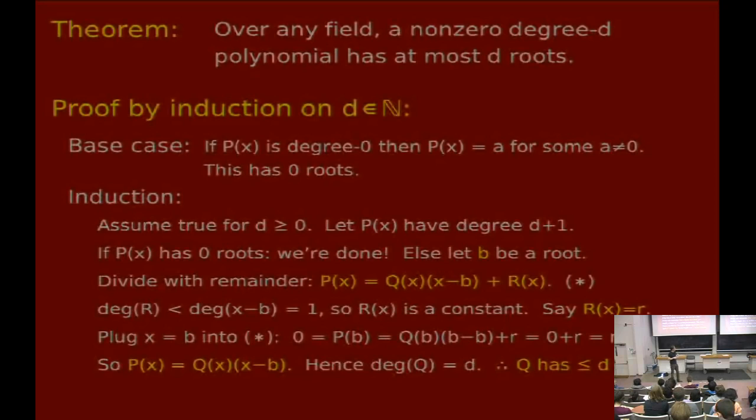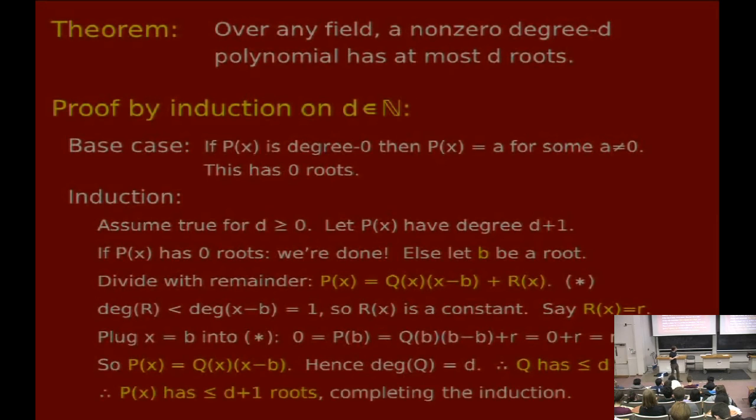Great. So now we can apply induction. Q has degree d, so by induction, it has at most d roots. So now if you, again, look at p of x is q of x times x minus b, how many roots can it have? Anything that makes p 0 has to either make q of x 0 or x minus b 0. So it has to either be b, that's one root, or it has to be a root of q, of which there are at most d. So p has at most d plus 1 roots.